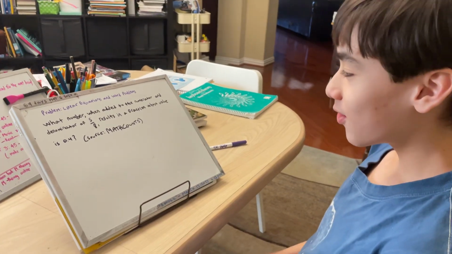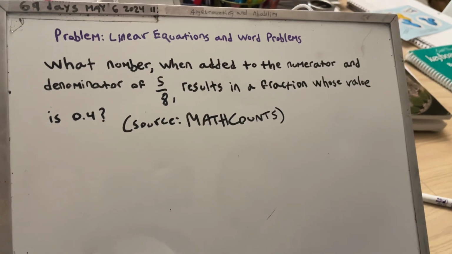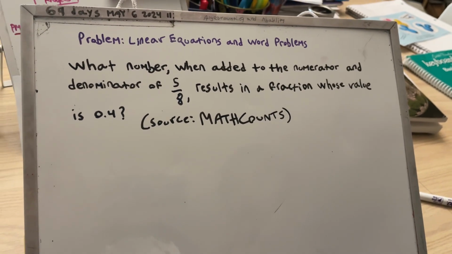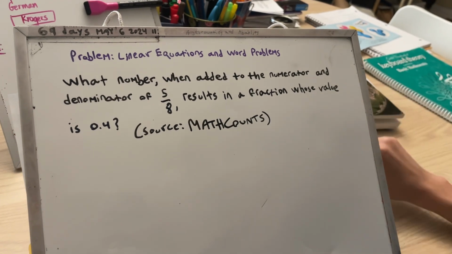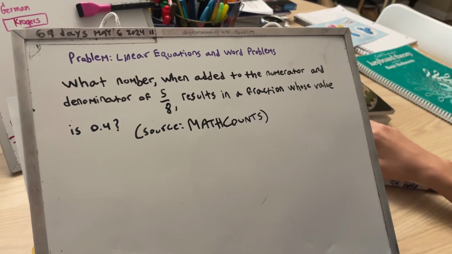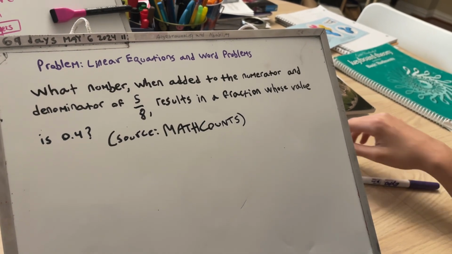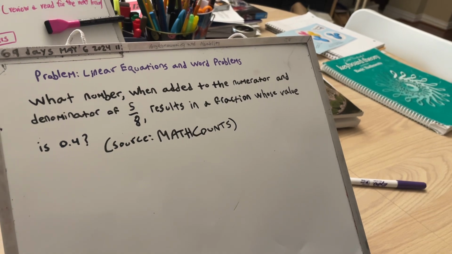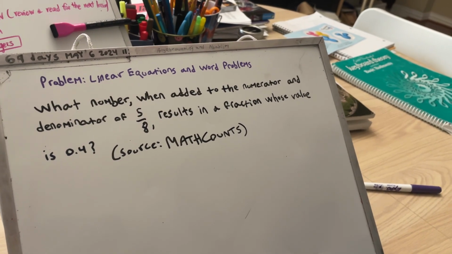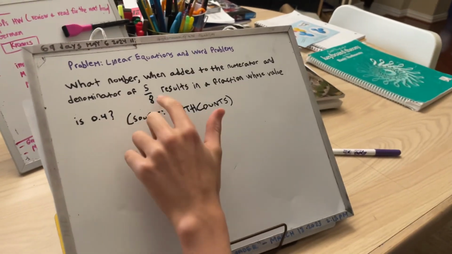In this video, we're going to be discussing how to solve this MathCounts problem on linear equations and word problems from the AoPS Algebra 1 course. The problem says, what number, when added to the numerator and denominator of 5/8, results in a fraction whose value is 0.4? So the first step we should take here is to notice that we have two different values here.